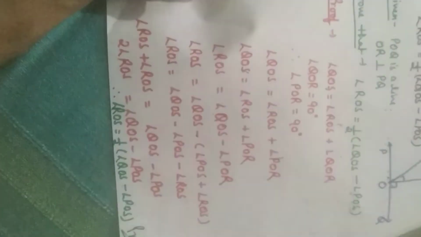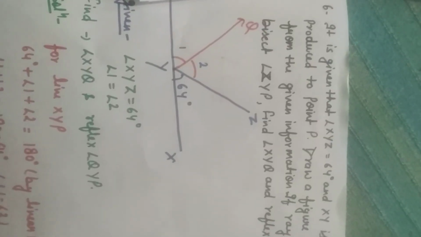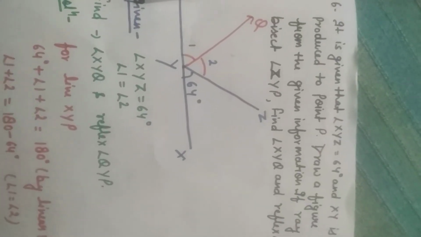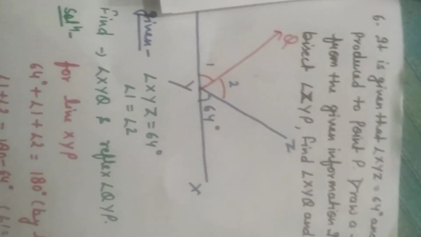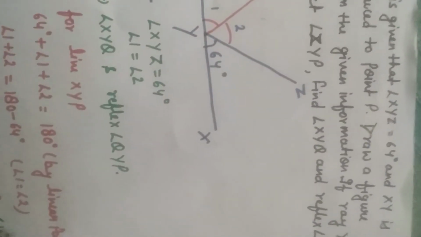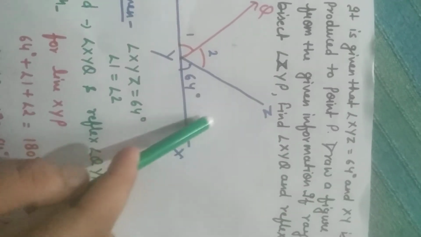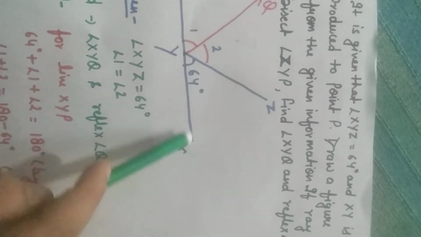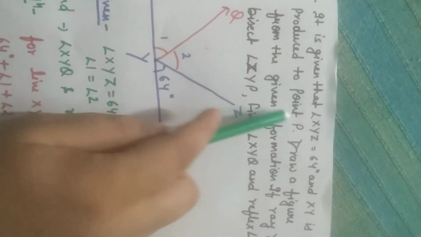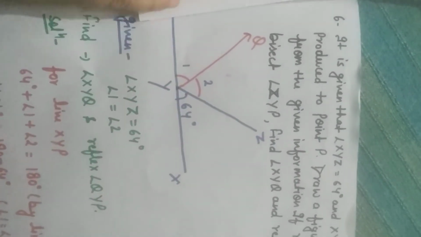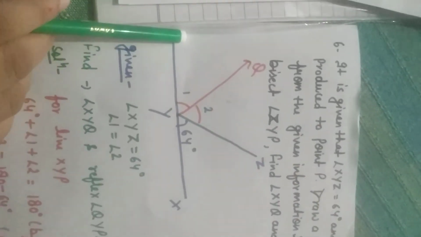Okay bacha, now take a look at the next question. Now take a look at the last question. In the last question the figure is not given, so first we will make a figure according to whatever they are giving you. XYZ is given, that is 64 degrees. So I have first made the angle XYZ, that is 64 degrees. XY is produced to point P. I have produced that line XY up to P.